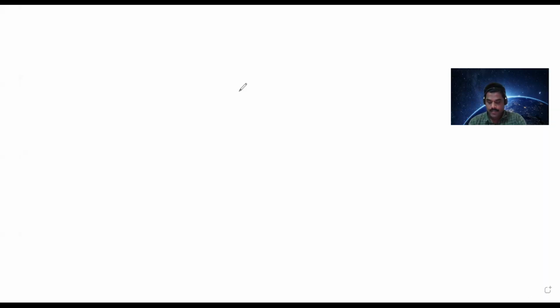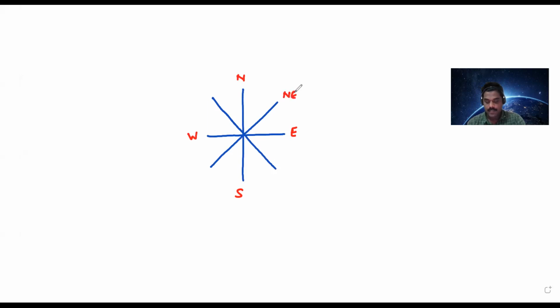Knowing the directions. As you know, there are a total of 8 directions. So this is north, south, east, west, northeast, northwest, southwest, and southeast. So these are your 8 directions. Having a knowledge of these directions is very, very important. And as you know, even in seating arrangements, you would have learned.